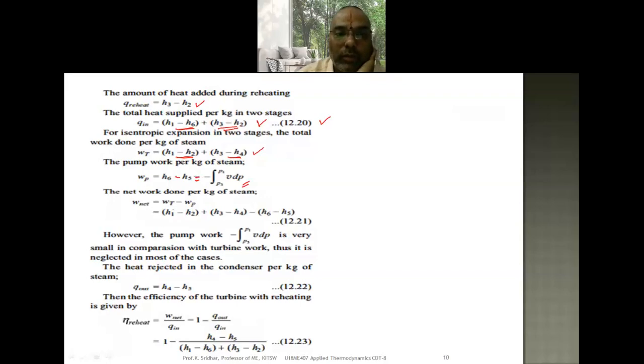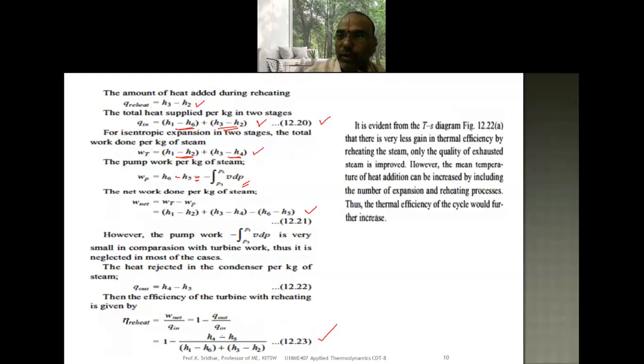So the net work is nothing but WT minus WP. Substitute here. So the efficiency of the reheating is the net work done divided by the heat supplied. We can find the reheating efficiency of the plant with the help of 12.23. It is evident from the TS diagram that there is very little gain in the thermal efficiency by reheating of the steam. There is an improvement in the efficiency, but it is very marginal.